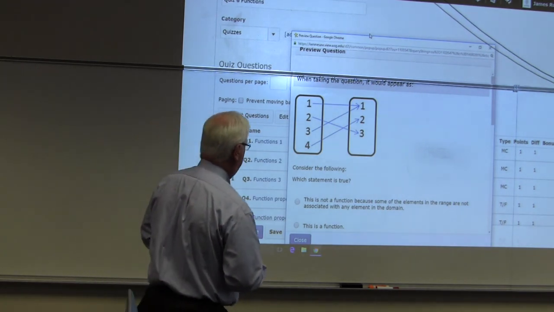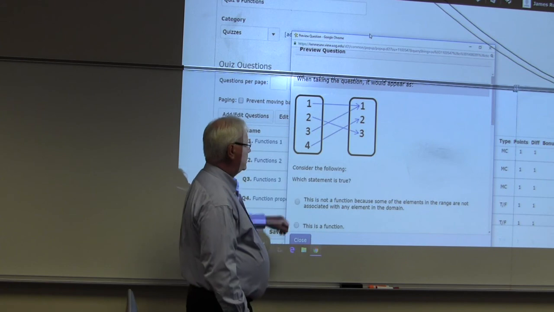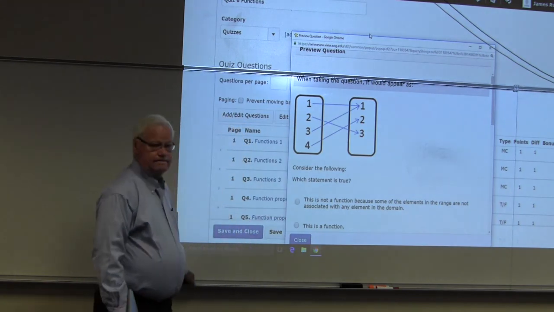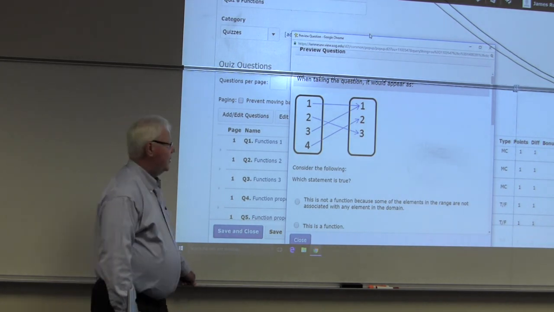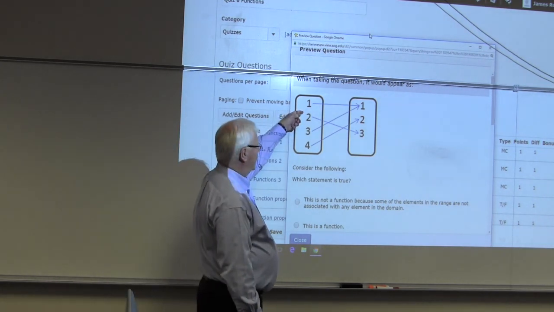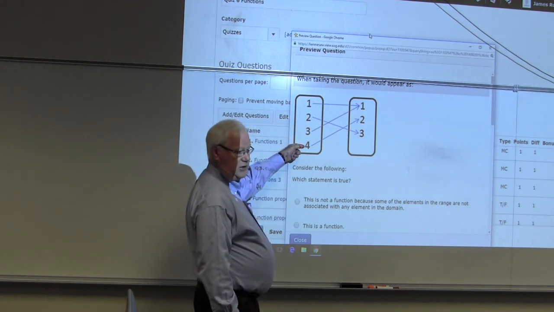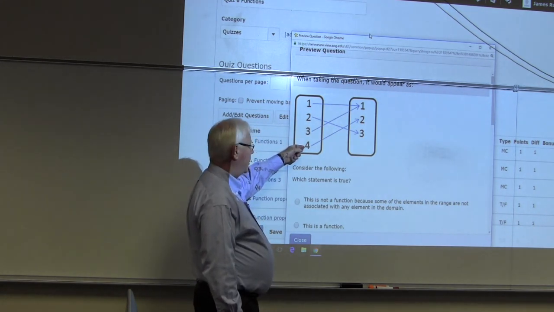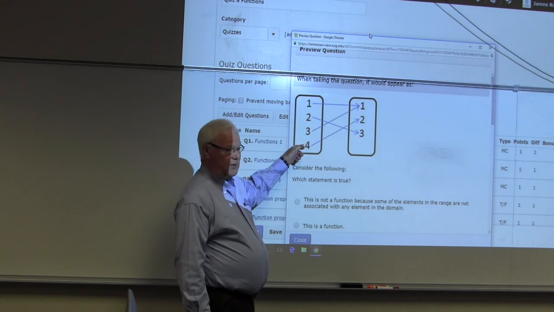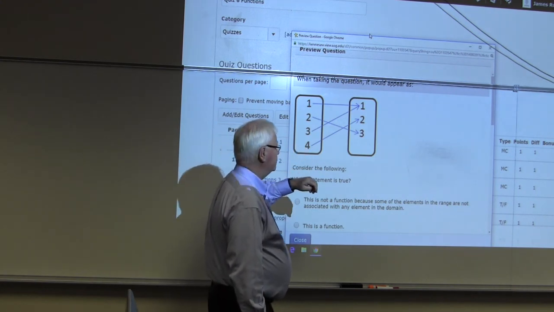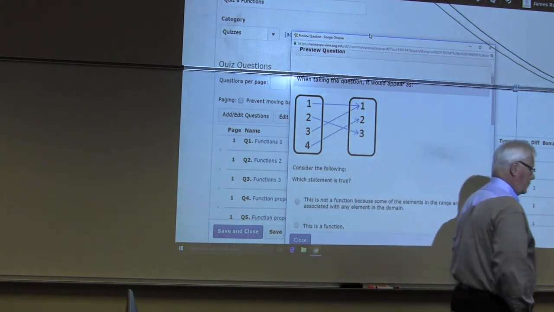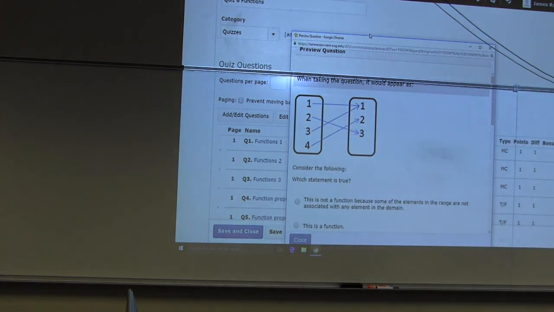So, is this a function? Yeah, I see a lot of yeses. Yeah, it is, isn't it? Because every element over here is in the function, right? And only once. Because remember, these cannot be repeated. Okay. And that's the big definition of function.